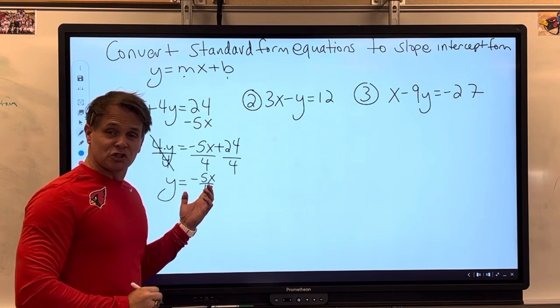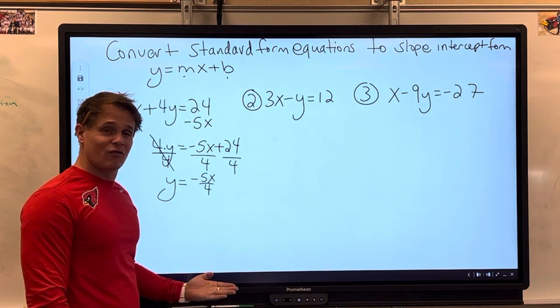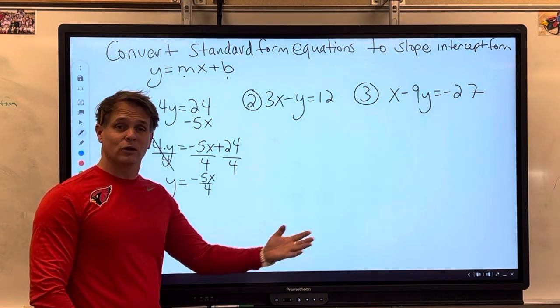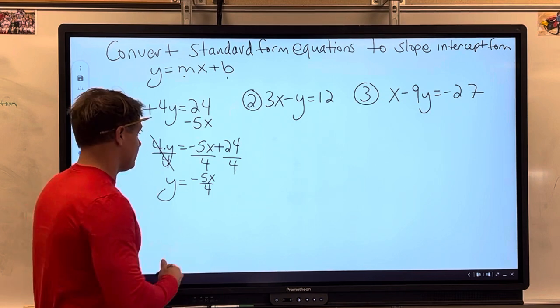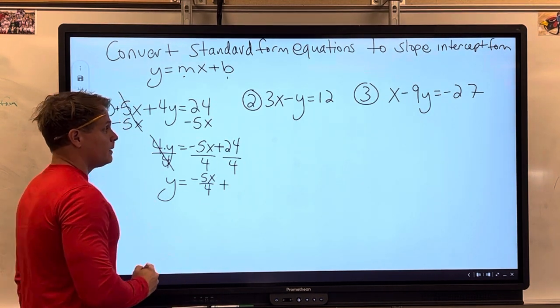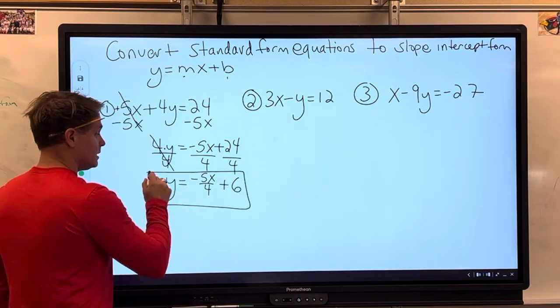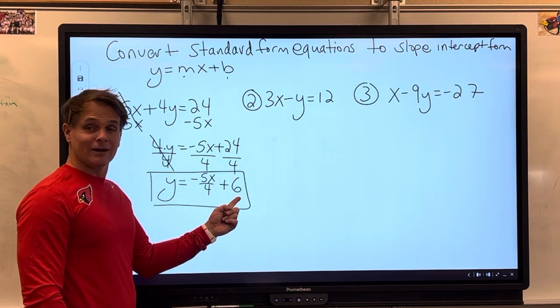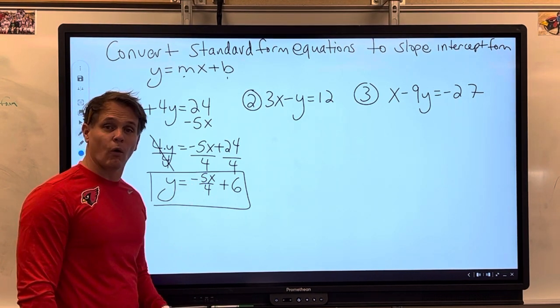Now remember, this is slope, so when we graph this, the negative 5 means I go down 5 and then over 4. So having a fraction here in the answer is okay. The 24 divided by 4 is 6. So this is my answer. This tells me that the y-intercept is 6 and the slope is down 5 over 4.